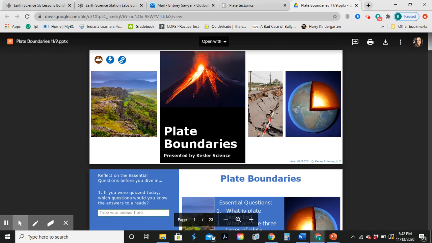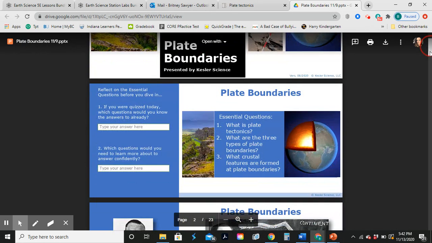Plate boundaries. On slide 1, you're going to reflect on the essential questions. If you were quizzed today, which questions would you know the answers to already?